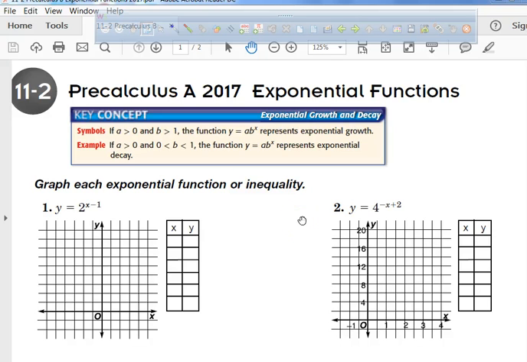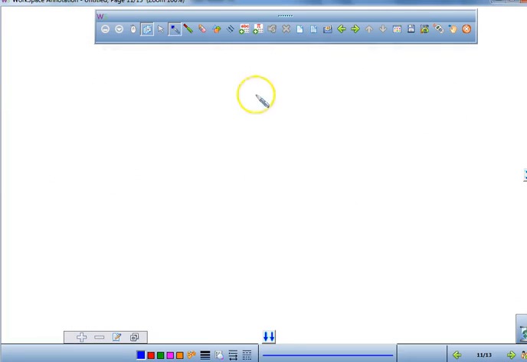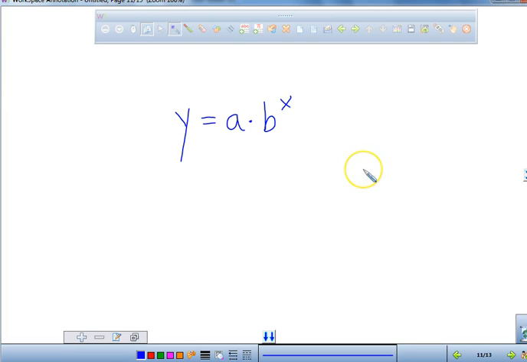All right, today, guys, we'll do a little exponential functions. Before we get started, we're going to write the basic concept for an exponential function. This is what you're used to seeing. All right? Y equals A times B to the power of x.